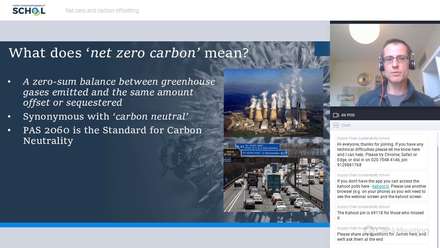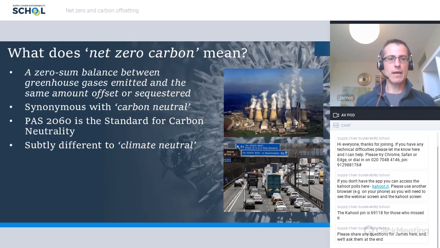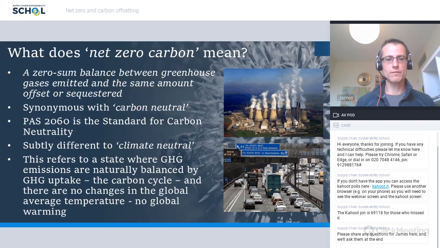There's a standard on carbon neutrality, PAS 2060. Quite a few organizations use that. If you're interested in that, I'd go and search for it, and it gives you the structure of how you actually go about working towards carbon neutrality and how you demonstrate that. That's not a topic for this workshop today, but if you want to go and look at that, you can separately. And it's subtly different to the term climate neutral, which you might have heard of as well.